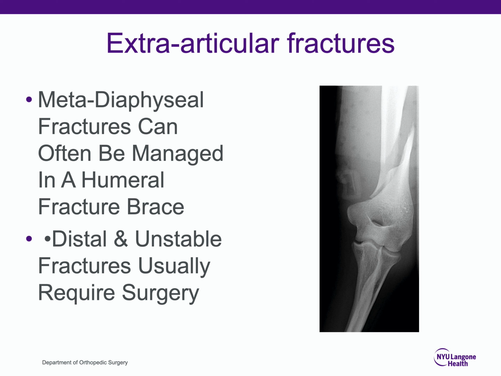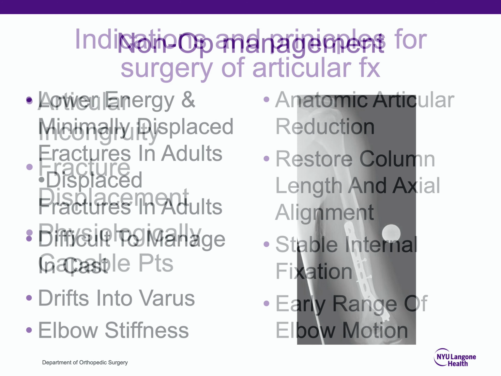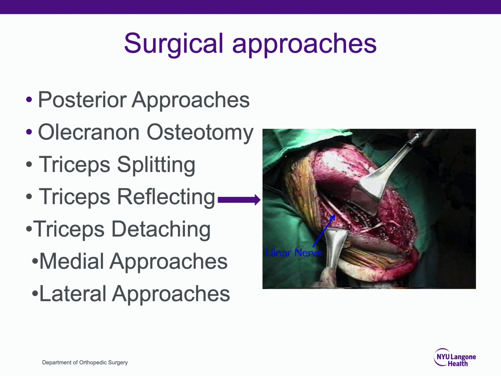Fractures, again, this is the one we talked about earlier on, the extra-articular fractures. These can be managed in a humeral brace, though with a high degree of deformity and in young patients, this may be something that we will do fixation for with pre-contoured plates or dual plates, typically inserted posteriorly. Indications and principles of surgery: like any other articular surface, you want to restore the articular congruity and create one articular block. Once you have an anatomic articular reduction, then you can restore the column length and axial alignment, and then you fix it stably.